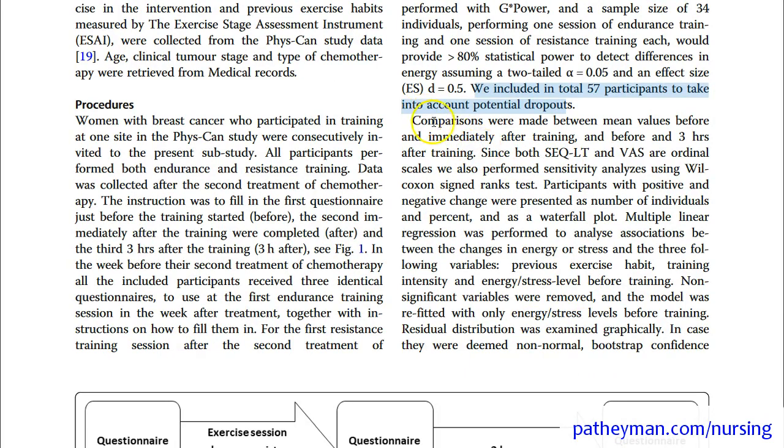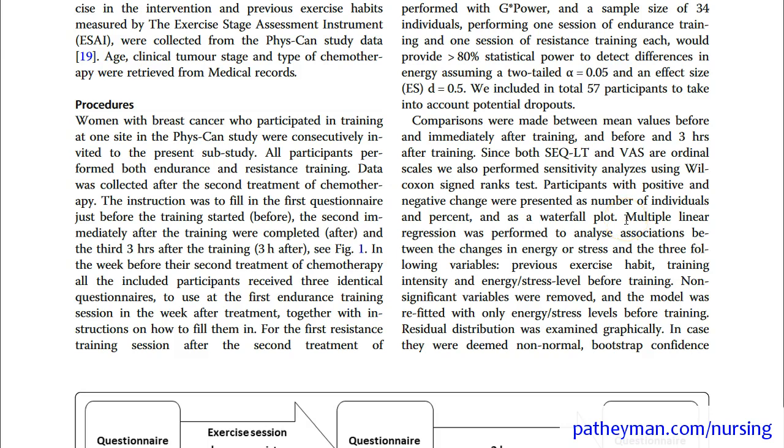Now, this is interesting. They say comparisons were made between mean values before and immediately after training and before and 3 hours after training. Since both SEQLT and VAS are ordinal scales, we also performed sensitivity analyses using the Wilcoxon signed ranks test. So this is a non-parametric test that is specifically meant for ordinal data. And it is really nice to see that they're not just treating ordinal data as numerical data, which is what they described above. So that's nice. Then they also say that participants with positive and negative change were presented as number of individuals and percent and as a waterfall plot.